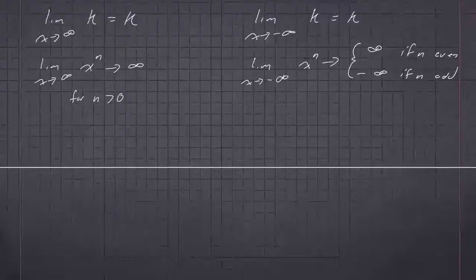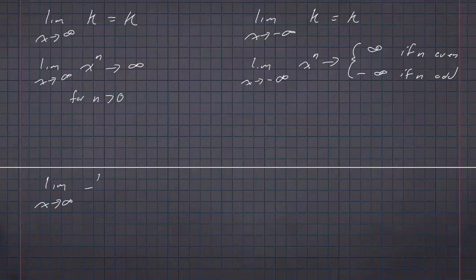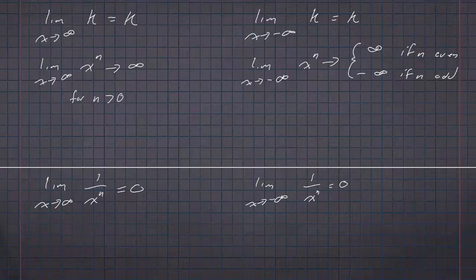So that takes us to the useful case. Again, we're going to assume that n is greater than 0. It's a positive integer, although any positive number will work. The limit as x goes to infinity of 1 over x to the n power is equal to 0. And the limit as x goes to negative infinity of 1 over x to the n power is also 0. These are the interesting cases.